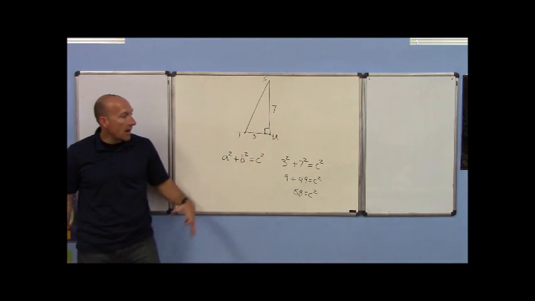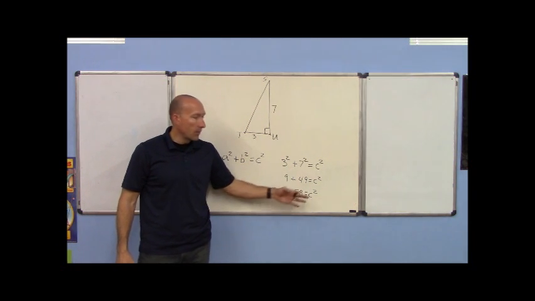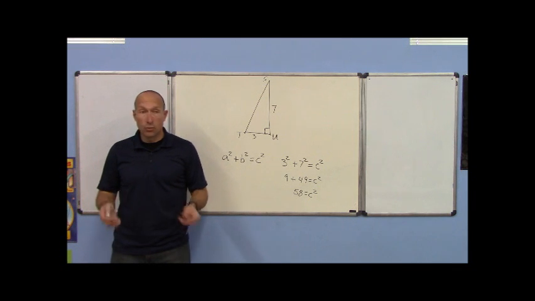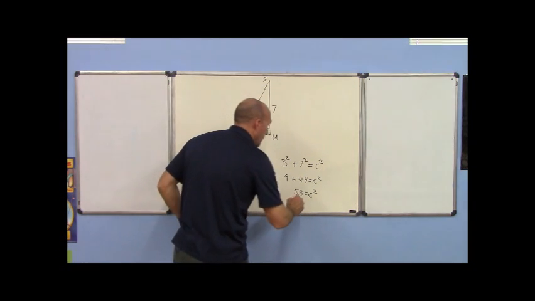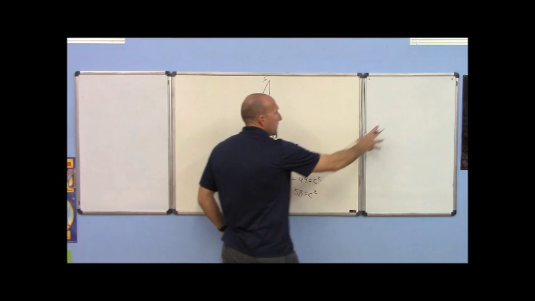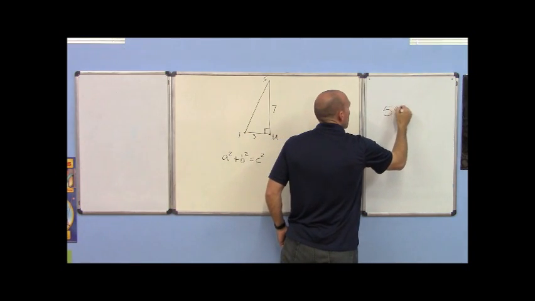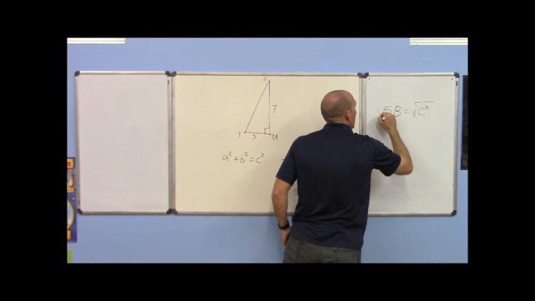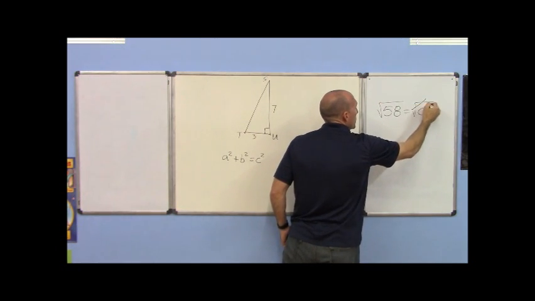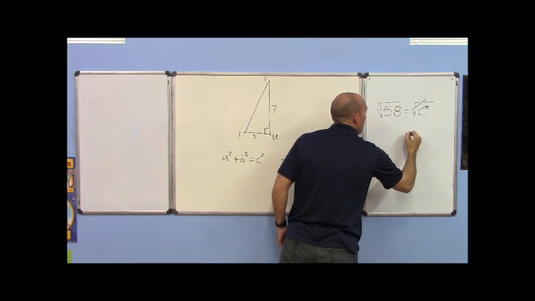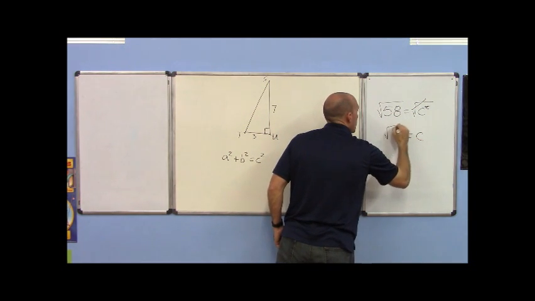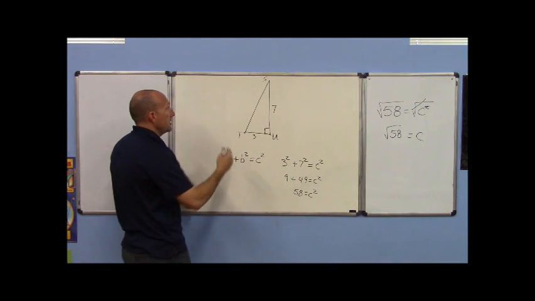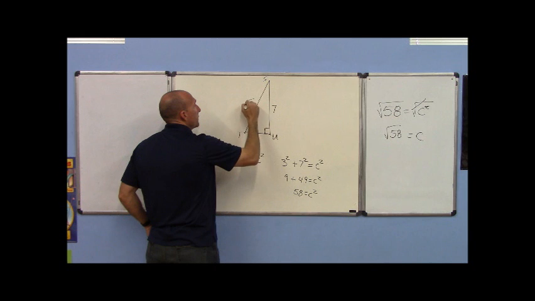Now, what is the opposite or inverse operation of squaring? Square root, perfect. So we take the square root of both sides. I'm going to move this over here to make it bigger. This square root cancels out that square, so we have c equals the square root of 58. So side c equals the square root of 58.